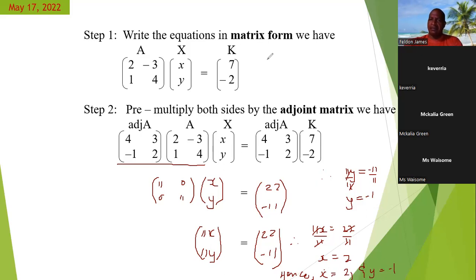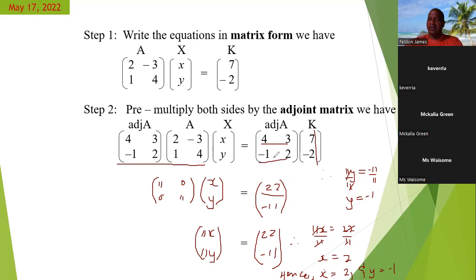Sir, can you go back to how you get the 22 and the minus 11, please? Yes, so I will do that for you. All right, so basically to get the 22 and the minus 11, we are multiplying K by the adjoint A, right? So we are following the same rules of multiplication, row by column. So you take the first row, the first column, 4 sevens, 28. 3 times negative 2, negative 6. 28 minus 6, you get 22.